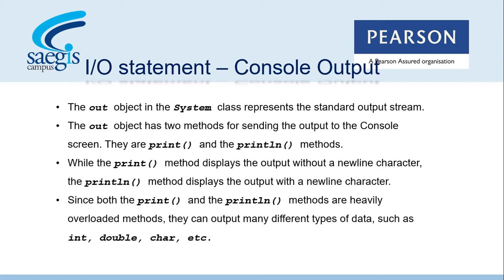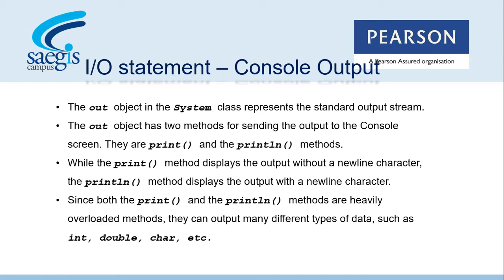The out object in the System class represents the standard output stream. This out object has two methods to send the output to the console: the print and println methods. The print method displays the output without a new line character, and the println method displays the output with a new line character. In the print method, after printing, the cursor of the console stays in the same line.